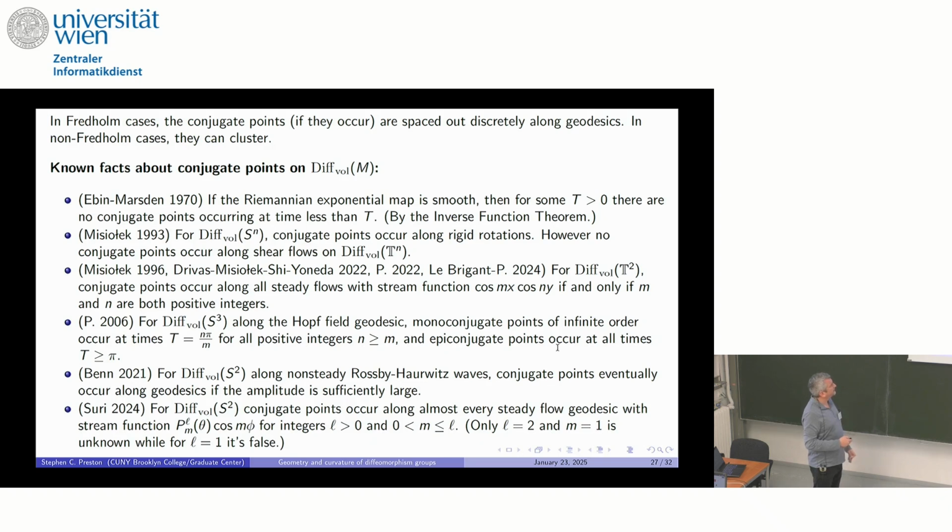Recently it was proved that you get them also along non-steady solutions for Rossby-Haurwitz waves, and Ali Suri, who was just here a couple days ago, essentially did the same sort of thing that we did for the torus, but did it for the sphere, and he already reported this result. I think this is the only case that's unknown. That's still open. But he worked it out for all the other ones.